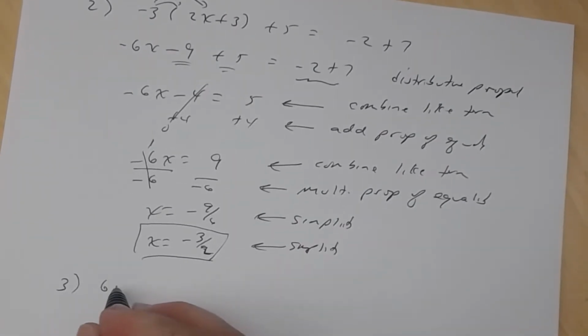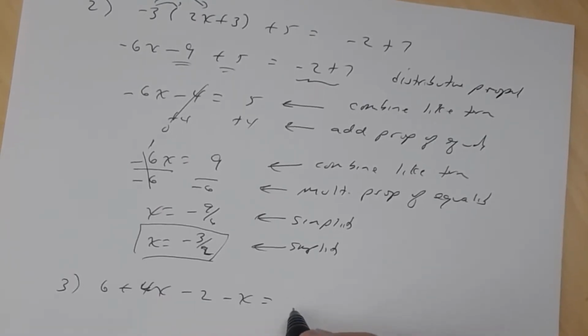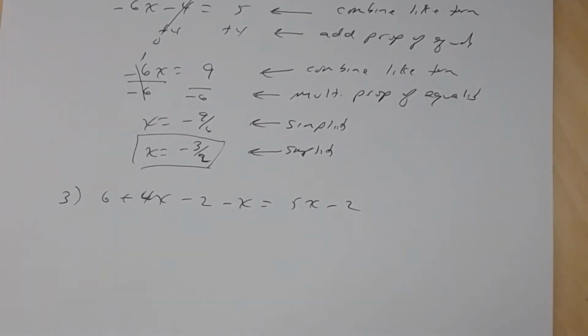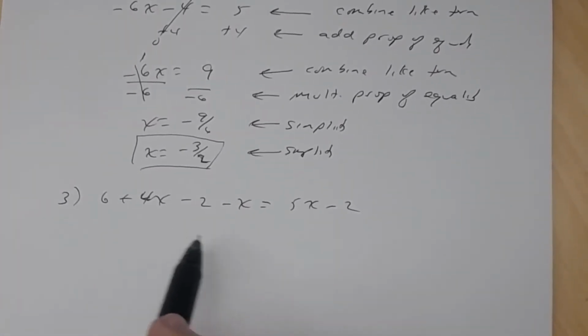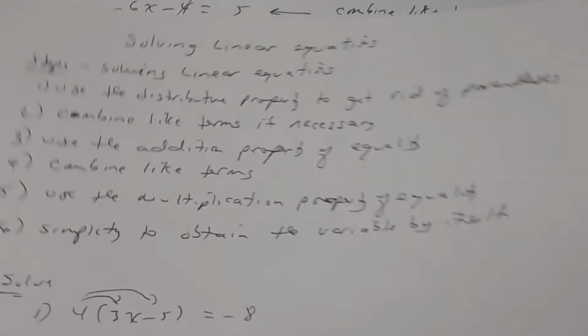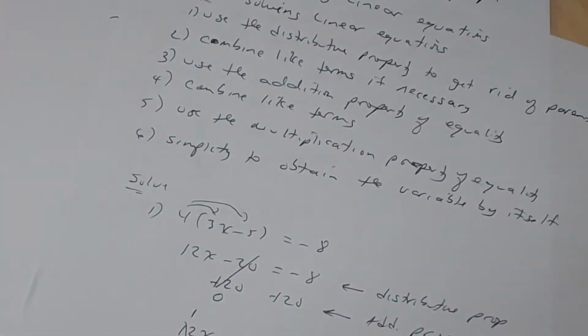Suppose you had 6 plus 4x, that's a 4x, minus 2 minus x equal 5x minus 2. Okay, so I don't have parentheses here, so I'm not going to use the distributive property, but the second step, remember the second step, is to combine like terms if necessary, and I can here.